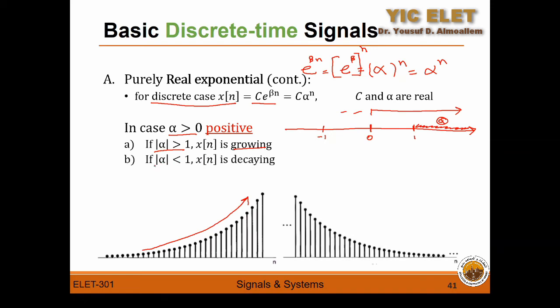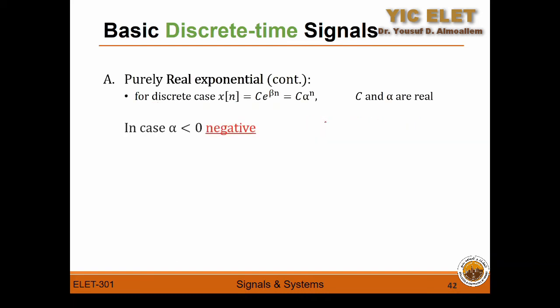What if alpha is positive, but on this side, where alpha is less than 1? This is case B, and it will be decaying. As you can see here in the plot, this function is decaying. These are the two cases. We still have another two cases, which we will see in the next slide.